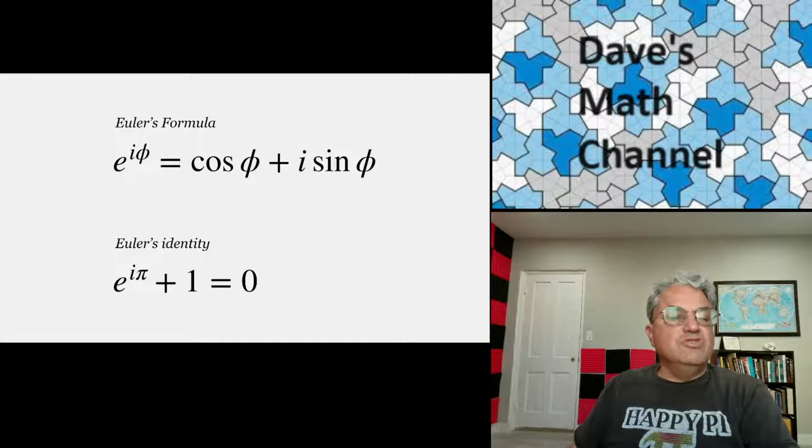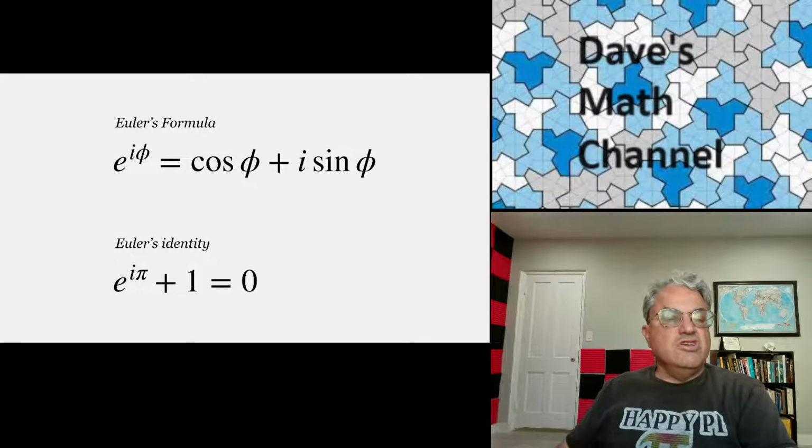I was using theta most of the time. You can use whatever variable you want, but phi is supposed to be an angle, and it's usually a real number, although it doesn't have to be real. Turns out it can be imaginary as well. This formula holds for all z, as a matter of fact. Some people write it as e to the i z equals cosine z plus i sine z.